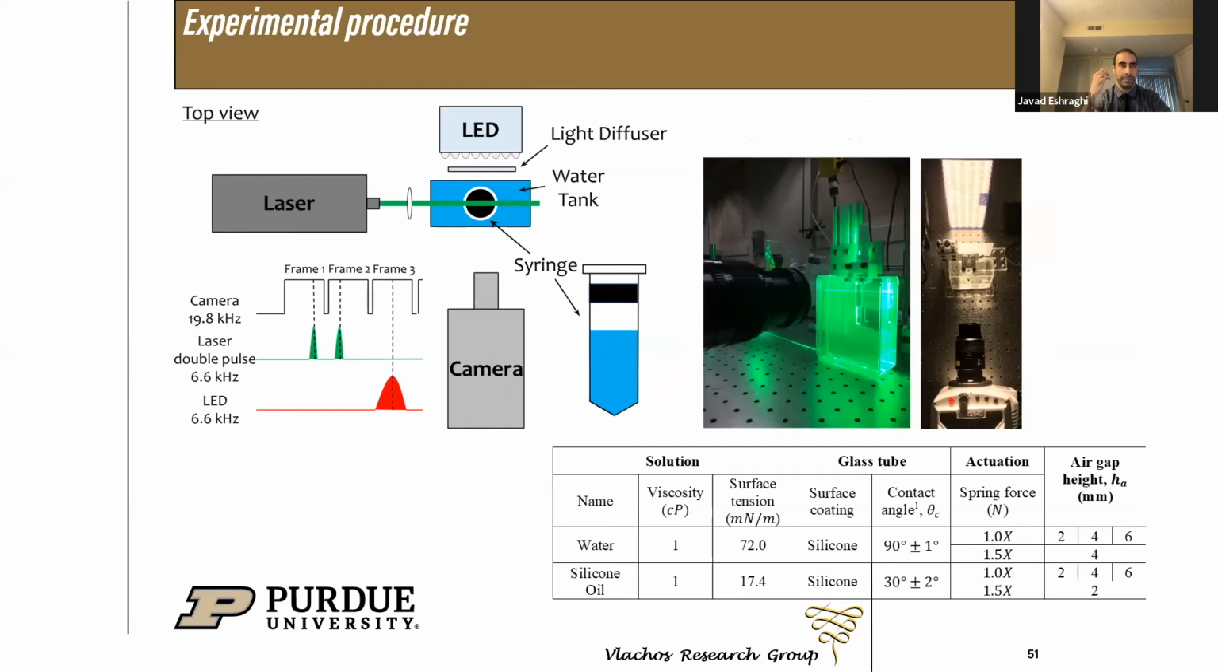We tested silicone oil and water at the same viscosity and used 2 springs for actuation, one 12 Newton spring force and one 17 Newton spring force. For the 17 Newton spring force, we varied the air gap height from 2 millimeters to 6 millimeters with an increment of 2. And for the 12 Newton spring force, we only tested one air gap and repeated the test 5 times per condition.